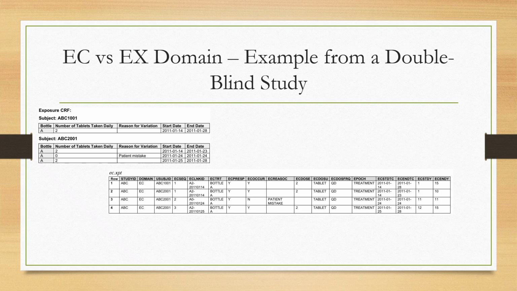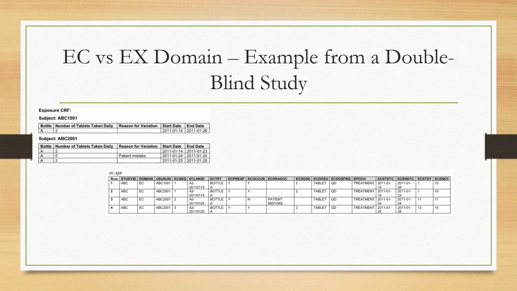Since these were pre-specified on the CRF form and this drug was given to the subject, we have the values of ECPRESP and ECOCCUR as Y, and the dose the subject took was 2 tablets daily. We can have the dose unit and the frequency populated accordingly, and if the epoch is the treatment period, then we have the start date and end date populated from the data collected on CRF, and we can derive the DY variables as well.